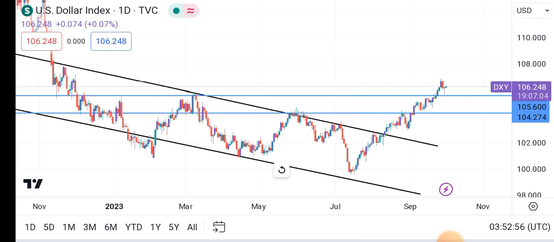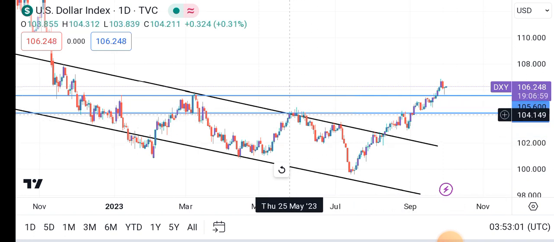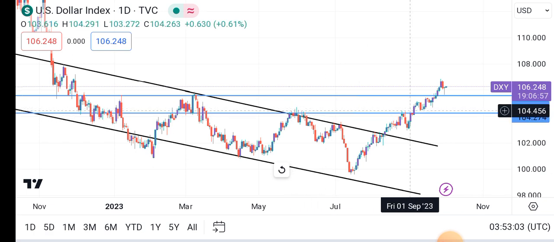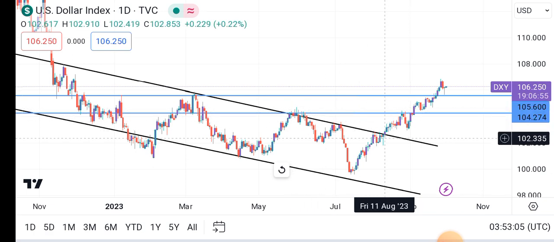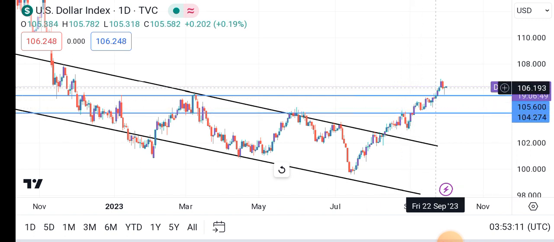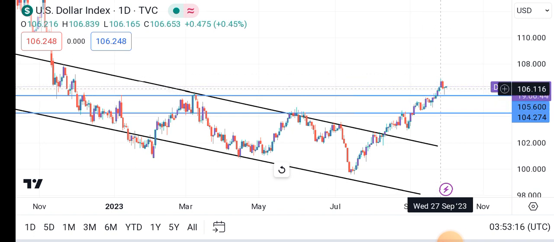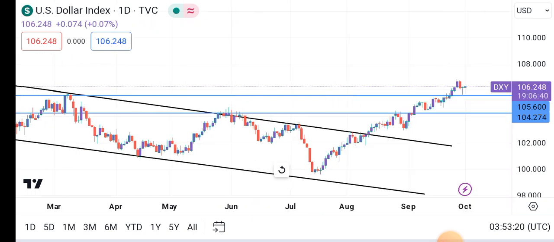We can still see that over here we might have a demand zone. This horizontal line at 104.274 is a demand zone, because price impulsed and pulled back. Since then, we've seen buyers coming in. Every time price dropped, buyers came in. So even now, let me zoom in.